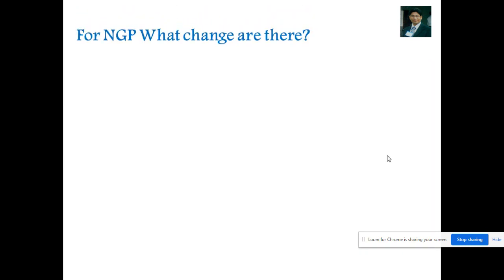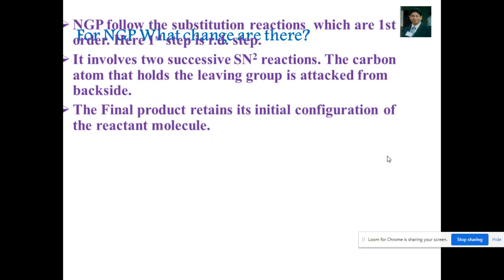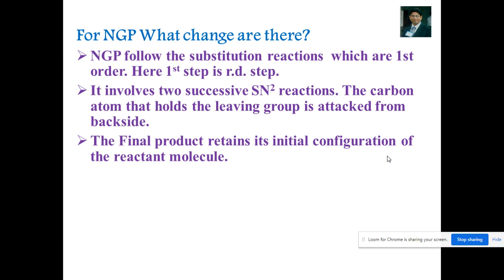For NGP, what changes are there? Now this is the question. NGP follows substitution reactions which are first order. Here the first step is the rate determining step. It involves two successive SN2 reactions. The carbon atom that holds the leaving group is attacked from the backside. The final product retains the initial configuration of the reactant molecule.